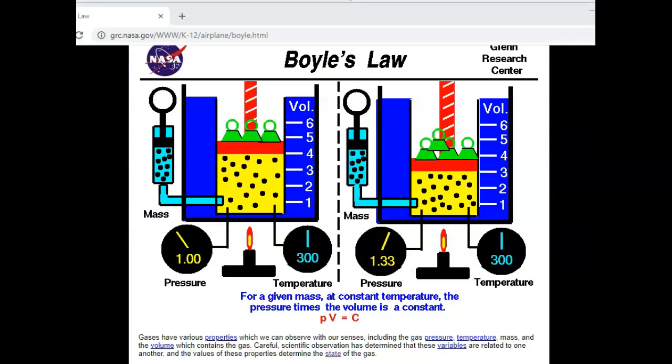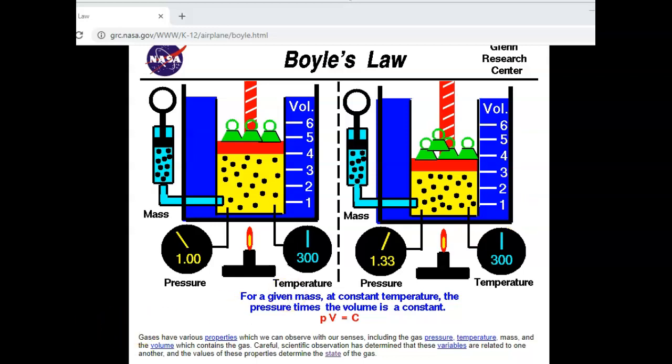Now here's a good illustration of Boyle's law from NASA. It states that for a given mass at a constant temperature, the pressure times the volume is a constant. So P times V equals C. So what that means is, as pressure increases, volume has to decrease. And as pressure decreases, volume has to increase.